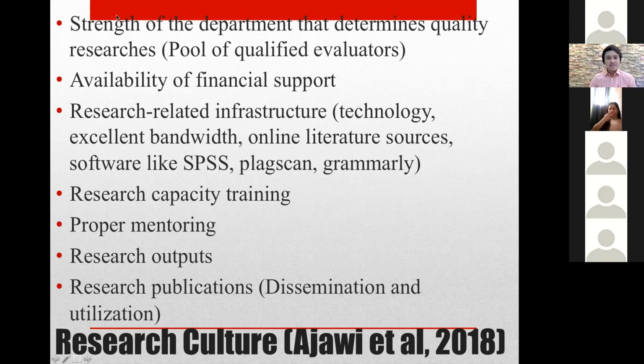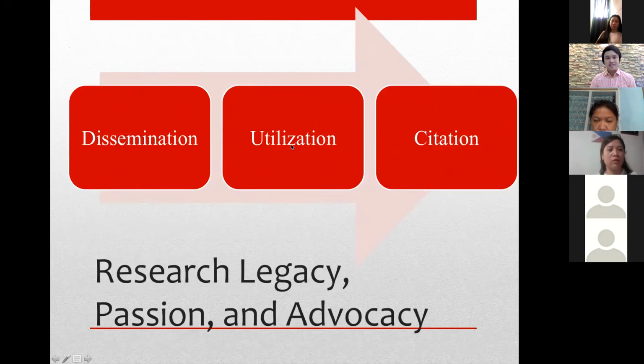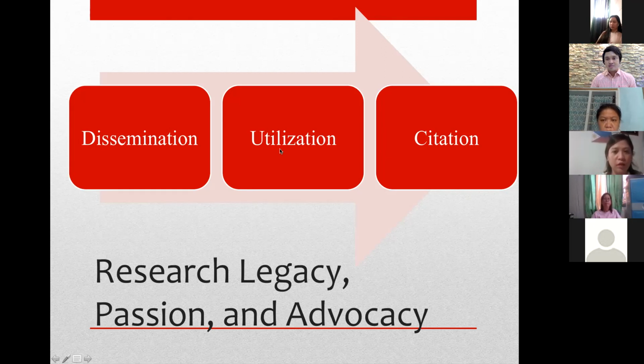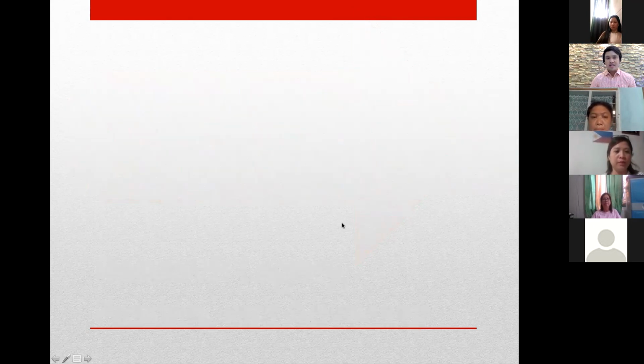All right. So those are the what we call the culture of research indicators. So meaning to say, our research legacy is about dissemination, utilization, and of course, para tayo ay magkaroon ng citation. Dissemination, publication, utilization, ibig sabihin localization of our research findings para siya ay magamit. And hopefully in the future, when we publish our research paper, ay ma-cite yung paper natin. That is our research legacy, passion, and advocacy.